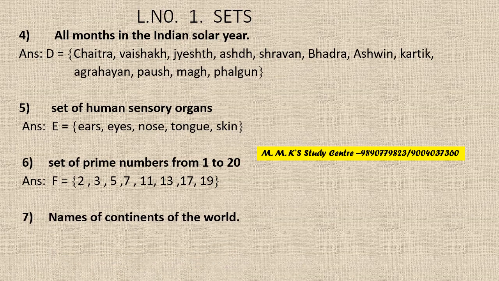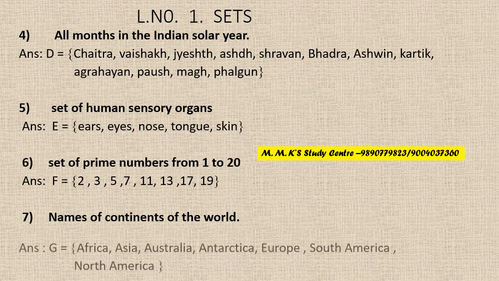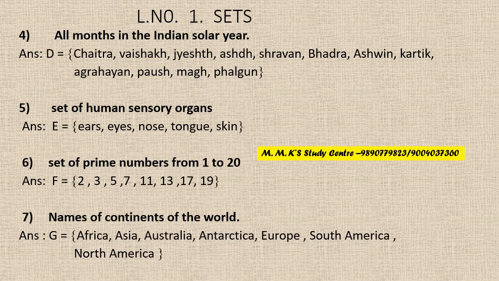Now next question, name the continents in the world. How many continents are there in the world, children? Yes, correct answer. There are 7 continents. Let us see their names. Okay, Africa, Asia, Australia, Antarctica. These all 4 start with A. Then Europe, South America and North America. These are your 7 continents.